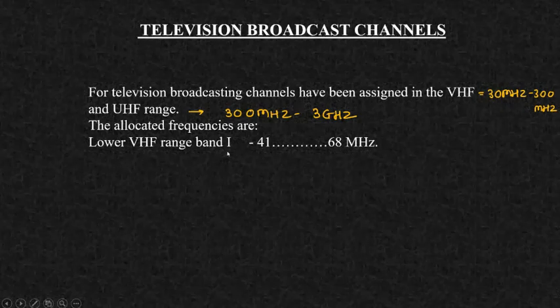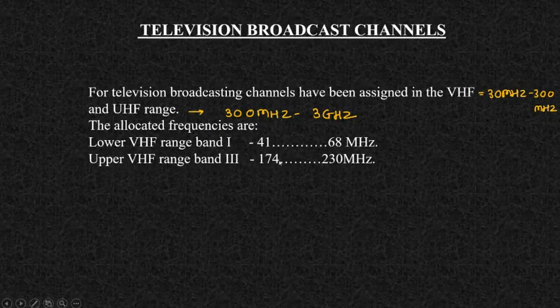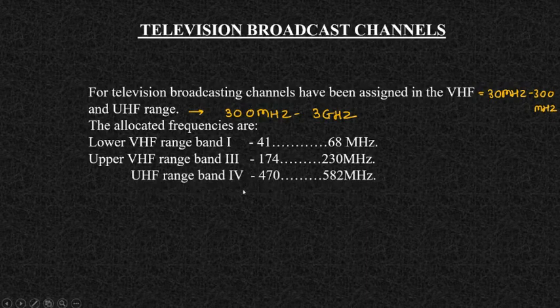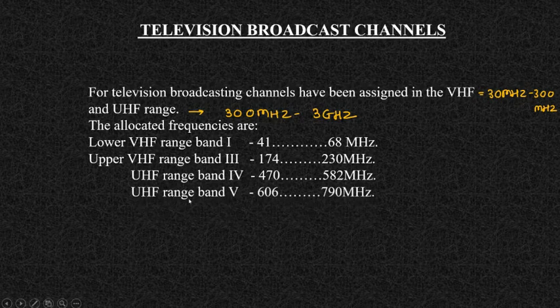So this is called band 1. Your band 3 is 174 to 230 megahertz. Now we just make a mention over here that band 2 is not used for television transmission. For what purpose it is used, we will discuss separately. Band 4 is from 470 to 582. 470 is not in the VHF range, so we can say this is the UHF range, which has band 4. Then band 5 is used for 606 megahertz to 790 megahertz.